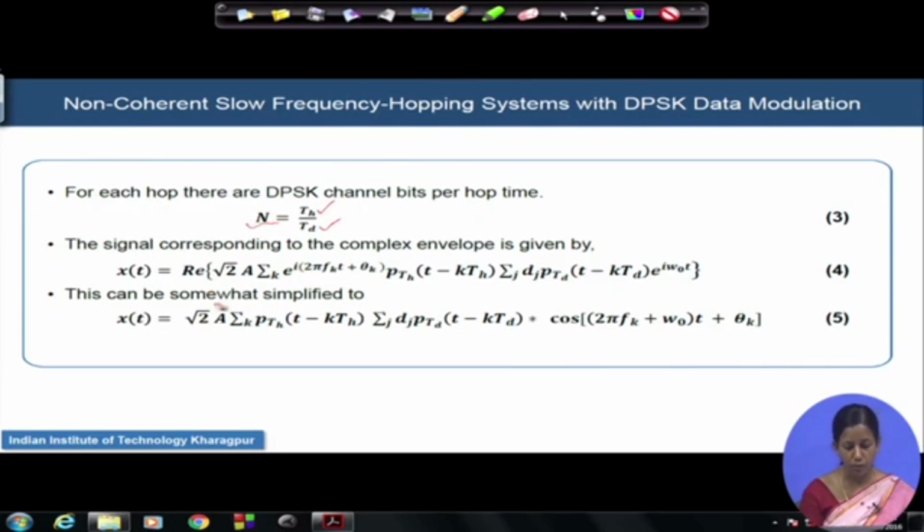From equation number 2, if we take only the way the signal is getting transmitted, it will be simply the complex envelope of that V(t), which, as in the last module, is the real part of the whole transmitted signal of equation 2. This can be further simplified by replacing the e to the power j term with cos plus j sine, and we end up with equation 5. This is the simplified form of the DPSK data modulated slow frequency hop signal that is transmitted over the air.